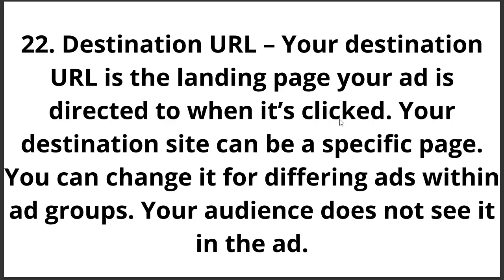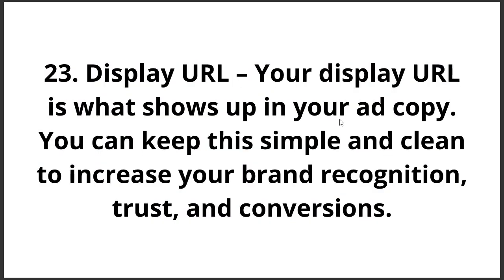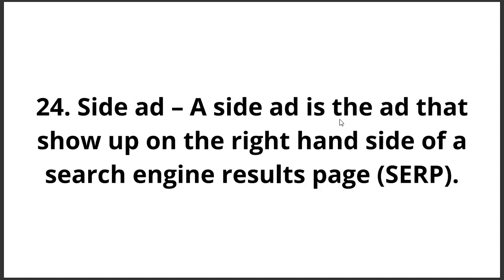Your destination site can be a specific page. You can change it for different ads within ad groups. Your audience does not see it in the ad. Display URL. Your display URL is what shows up in your ad copy. You can keep this simple and clean to increase your brand recognition, trust, and conversions. And then there is side ad. A side ad is the ad that shows up on the right-hand side of a search engine results page, SERP.